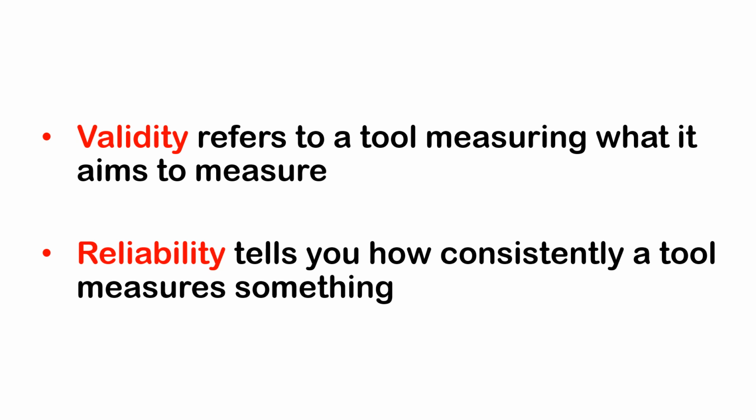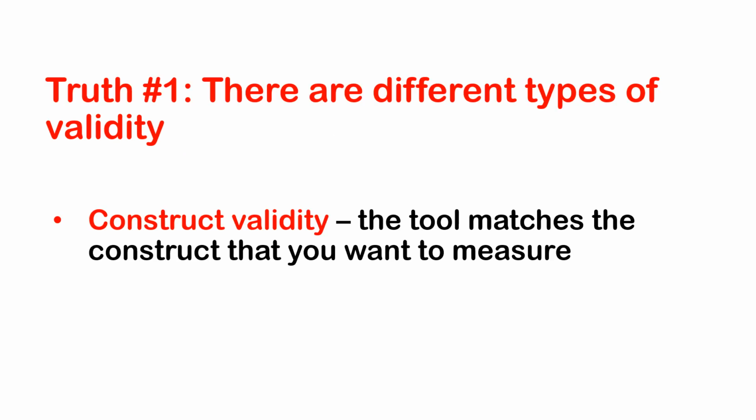With these definitions of validity and reliability in mind, let us consider some truths related to research tools. This would be the basis of how you are going to examine pre-existing tools as to whether you would be using them or not. Truth number one, there are different types of validity. First is construct validity, which means that the tool matches the construct that you want to measure.